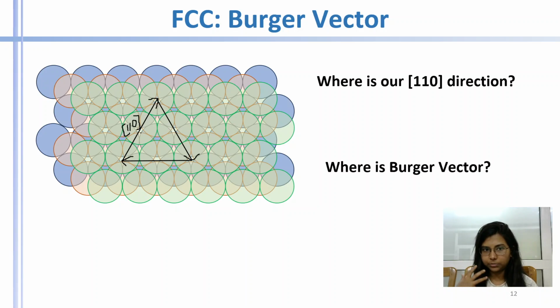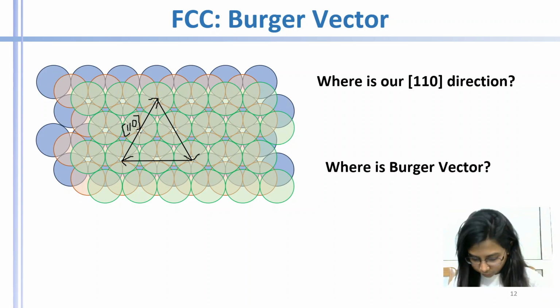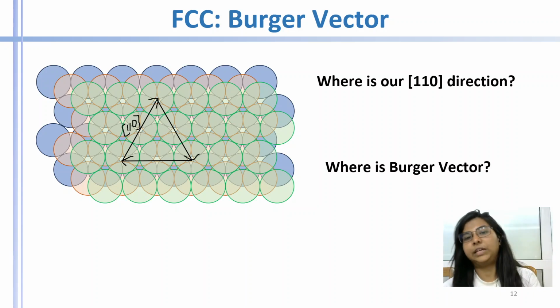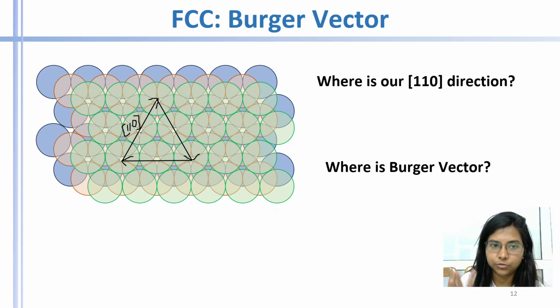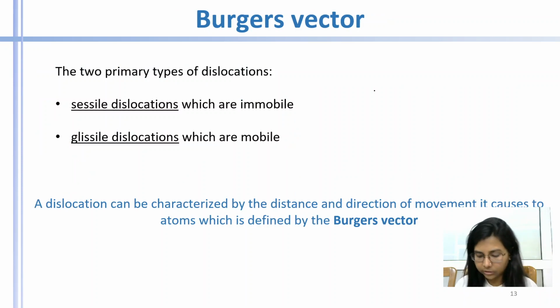We will learn about the Burgers vectors in FCC, but before that, we will learn what a Burgers vector is, and get some basic understanding about it. We are learning about dislocations, right? There are two primary types of dislocations: one which can move, and one which cannot move or glide. The ones which cannot glide are immobile, and the others are mobile. We will come back to this later.